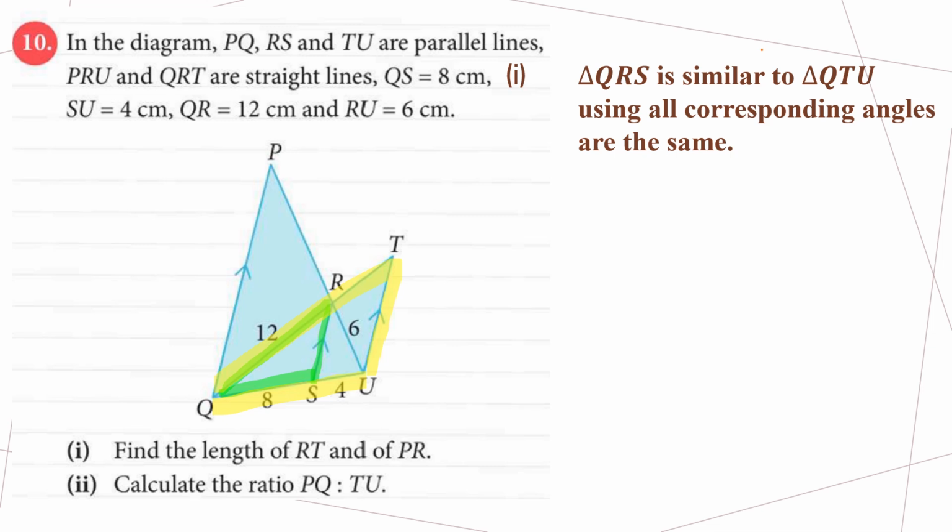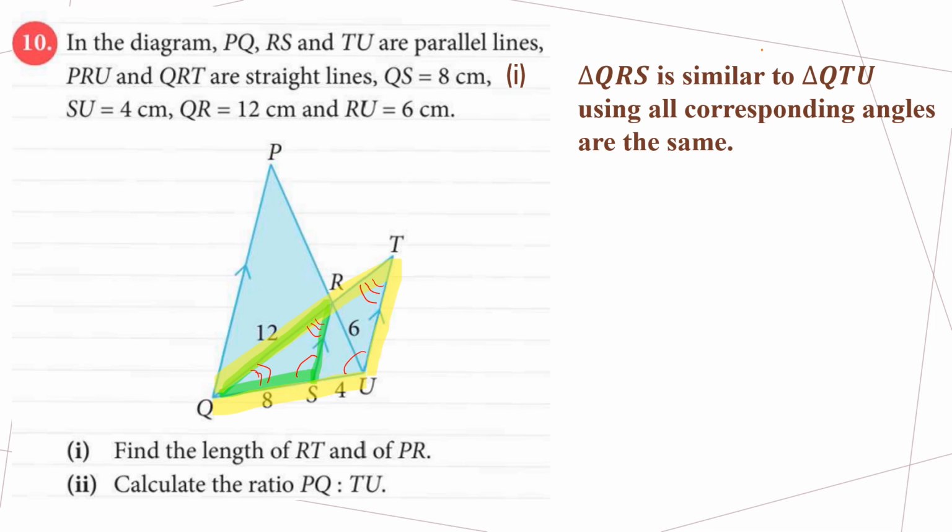You can see that angle RSQ is angle TUQ. So it's confusing in the sense that, okay, these two angles are the same, right? Corresponding angles. And this one is a common angle. Of course, the third one will be the same. So therefore, the two triangles are similar using all corresponding angles are the same.